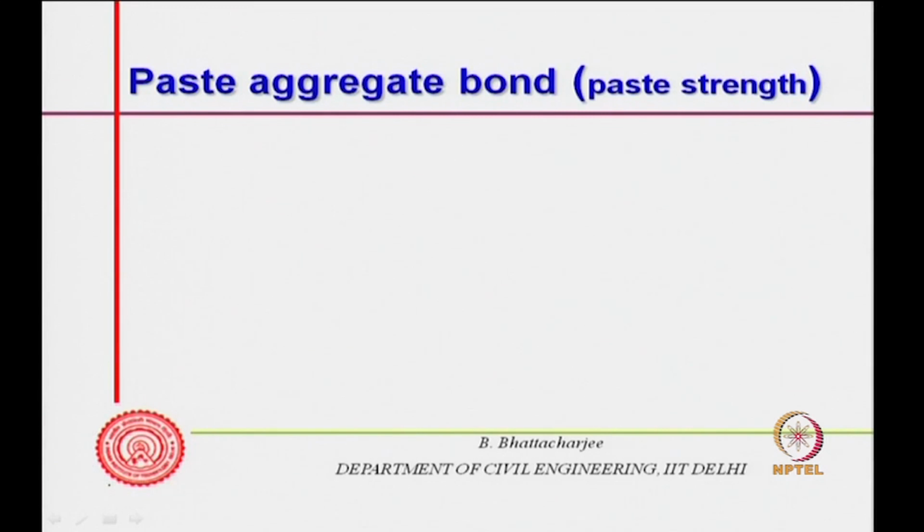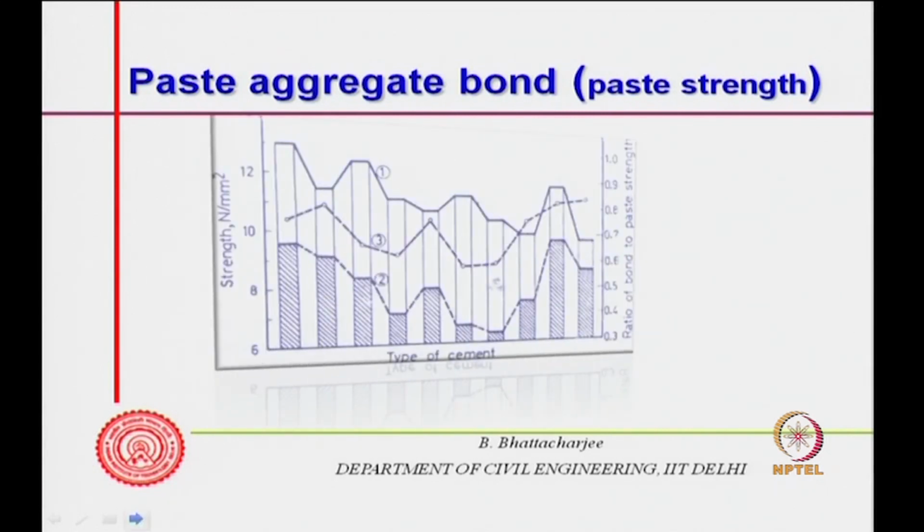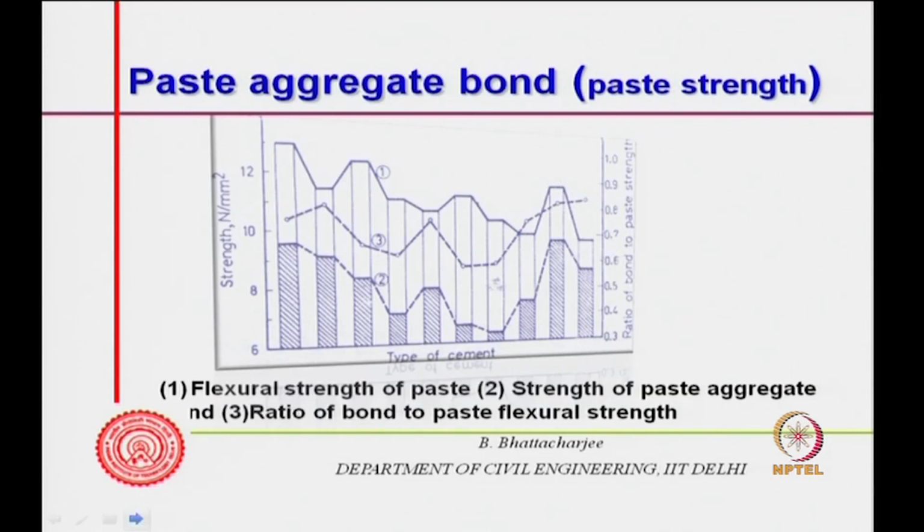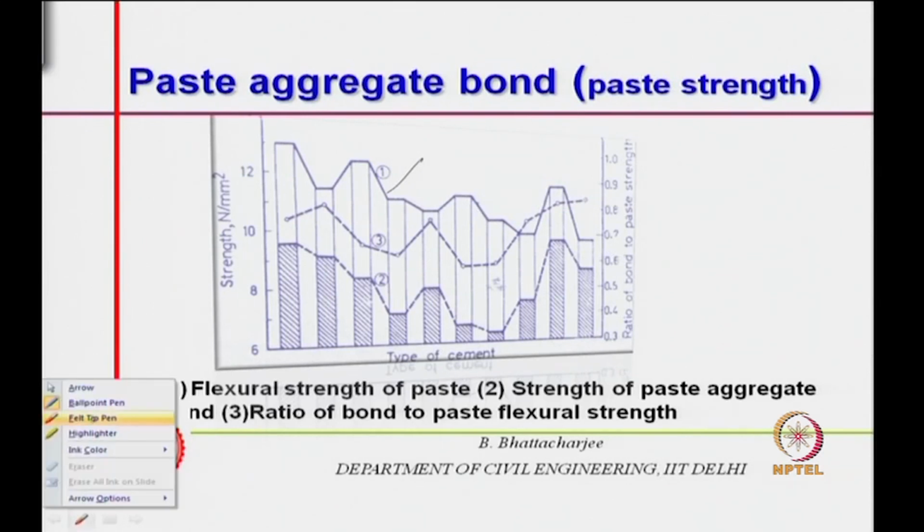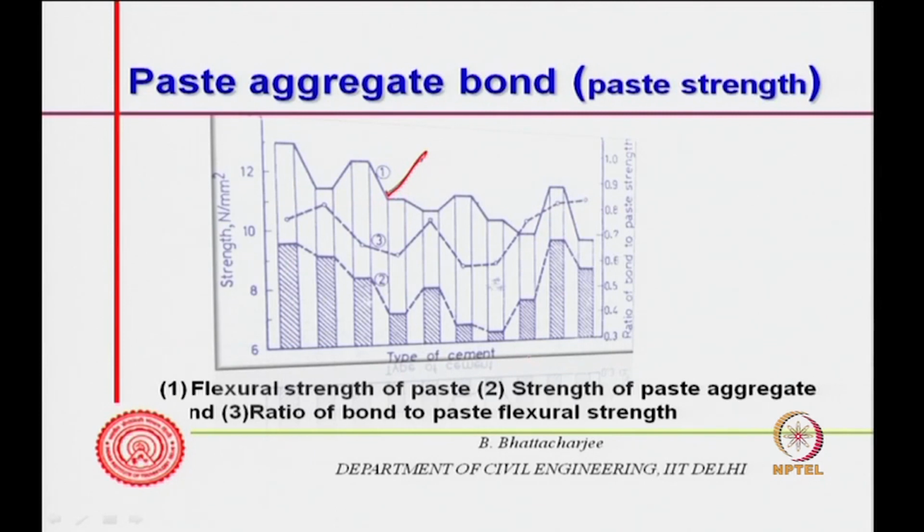To do that, one can look into this kind of diagram. Diagram 1 shows, for different cements, the flexural strength of paste, something like this. Diagram 2 shows the strength of the paste aggregate bond. Then 3 is the ratio of bond to paste strength. The right hand side is the ratio. These are the strengths in MPa, and this is the curve for the ratio.